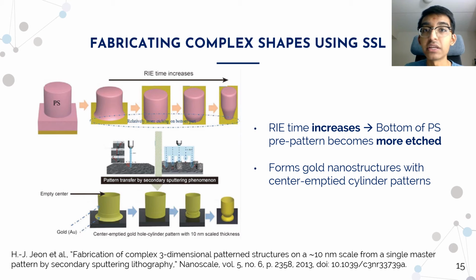So after they completed the secondary sputtering process, they found that because of these unique pre-pattern shapes, they'd fabricated various hollow cylinder shapes of gold nanostructures. So these shapes had empty centers, and it makes sense as they were deposited on the sidewalls of these structures, and this results in these shapes being made of gold.